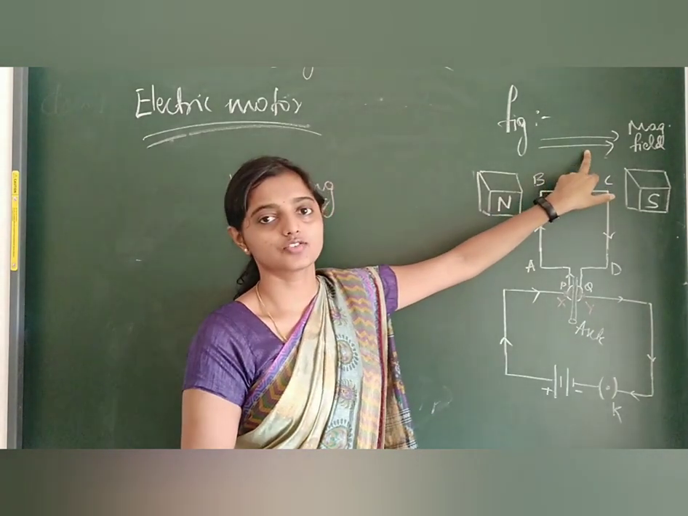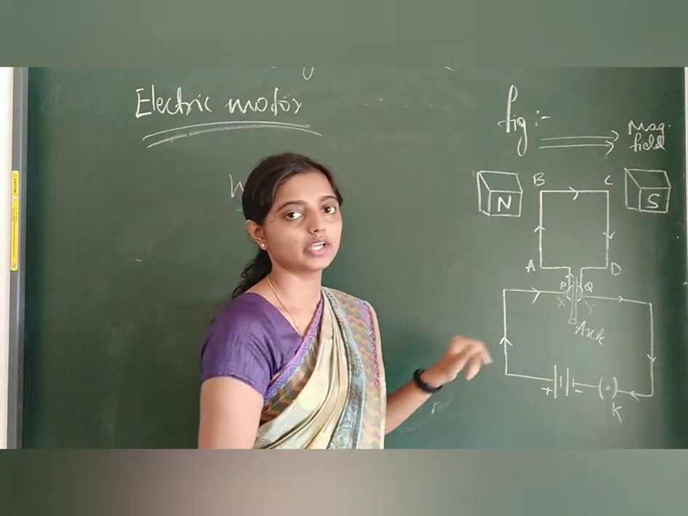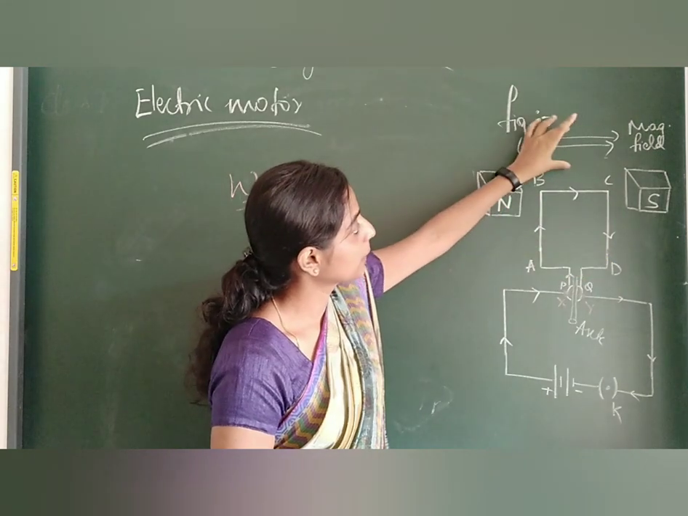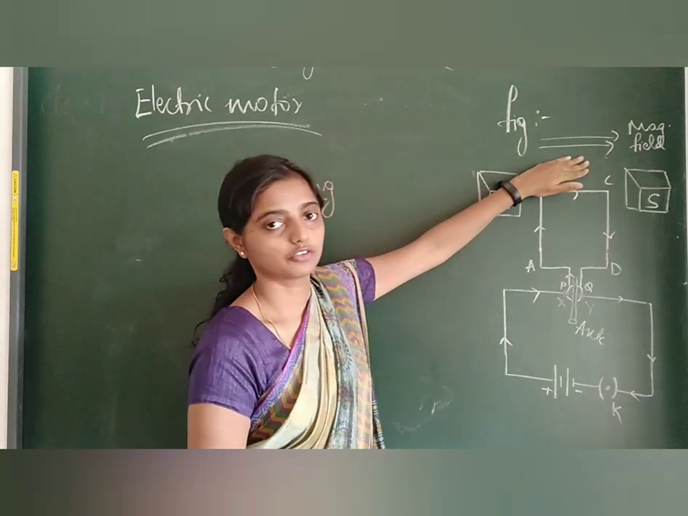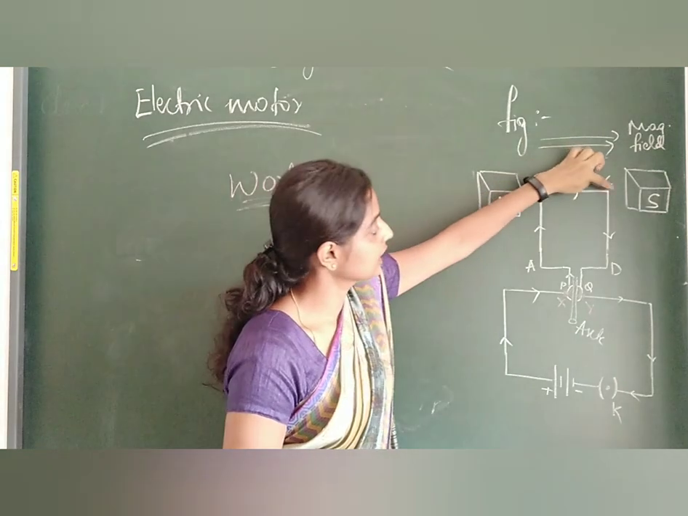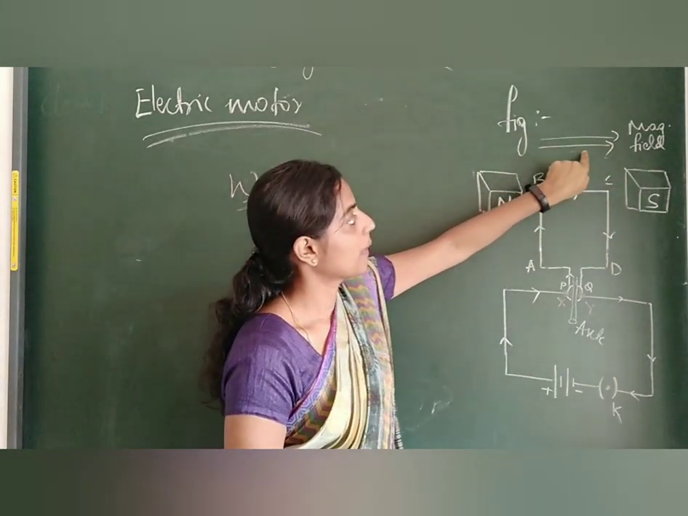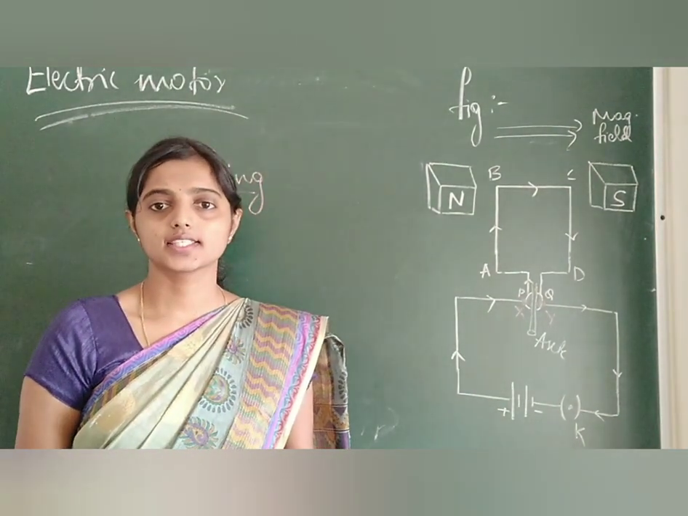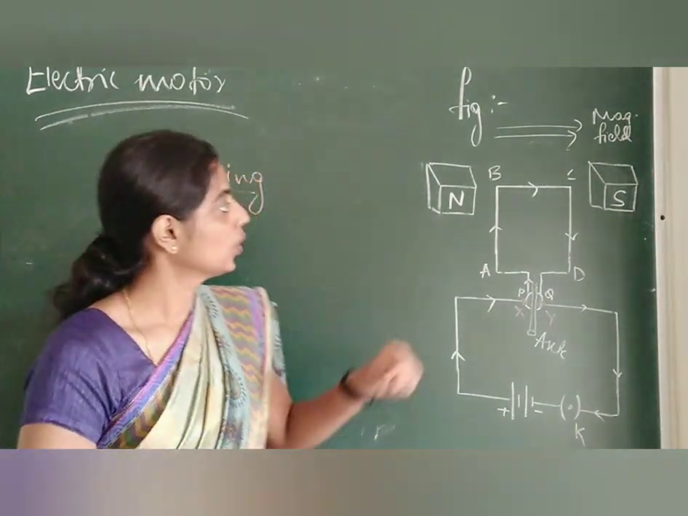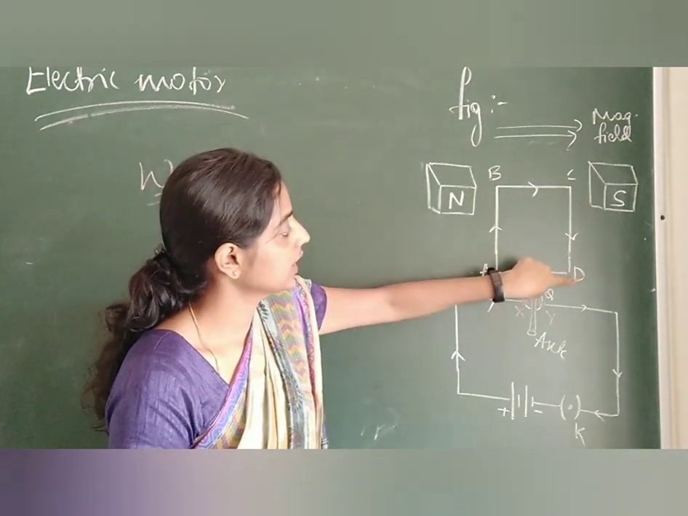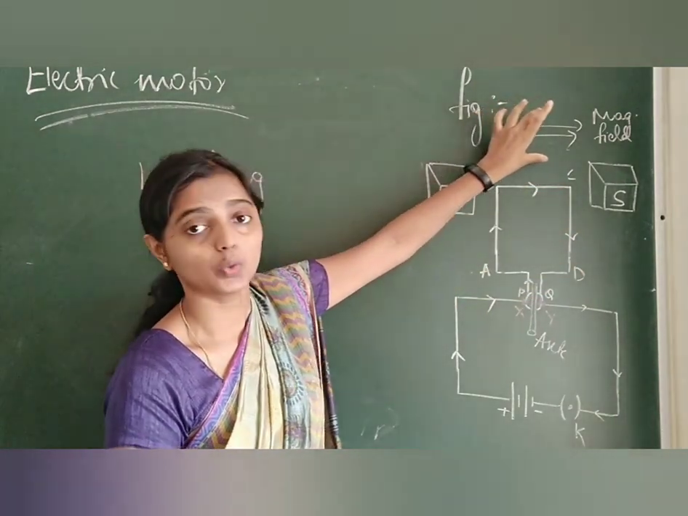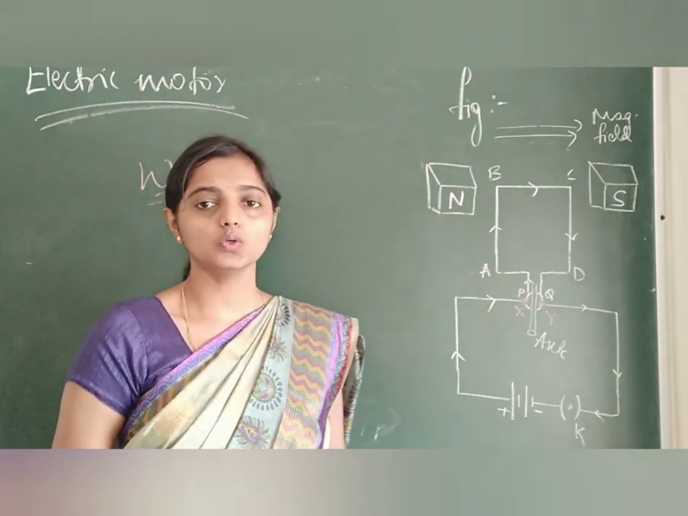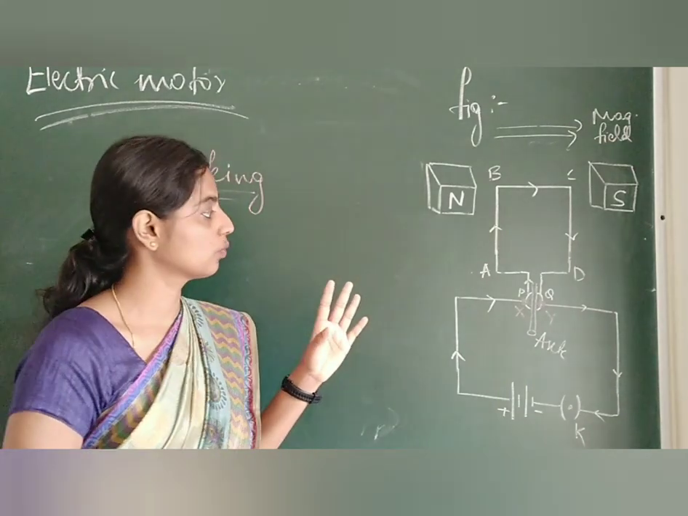And the next point is, we have magnetic field lines, right? See, observe this coil here. A, B and C, D are perpendicular to the magnetic field, whereas B, C and A, D are parallel to the magnetic field. That is nothing but the current flow in AB and CD is perpendicular to the magnetic field, and the current flow in BC and AD is parallel to the magnetic field. This is our second point in the working.